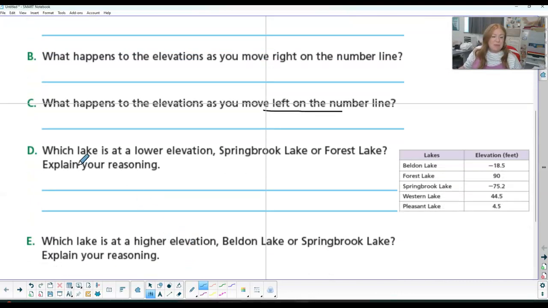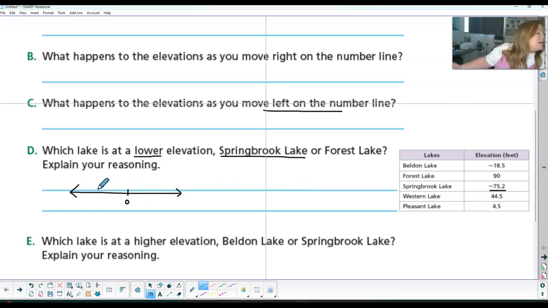So now it wants us to show which lake is at a lower elevation. So we want lower, Springbrook or Forest Lake, and we have to explain our reasoning or prove it with a number line. So I'm going to go ahead and draw out a little number line, and it can go left and right or up and down. So here's 0 at sea level. And the first one we're comparing is Springbrook Lake. It's at negative 75 and 2/10 feet. So I'm going to go negative 75.